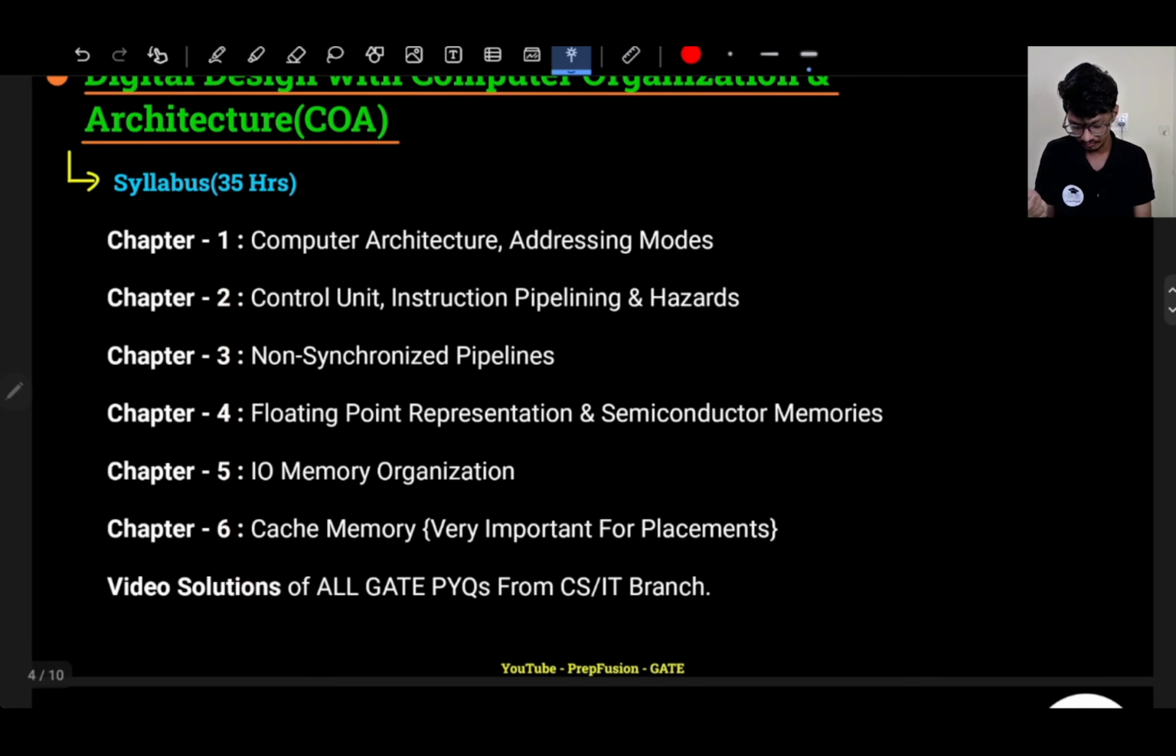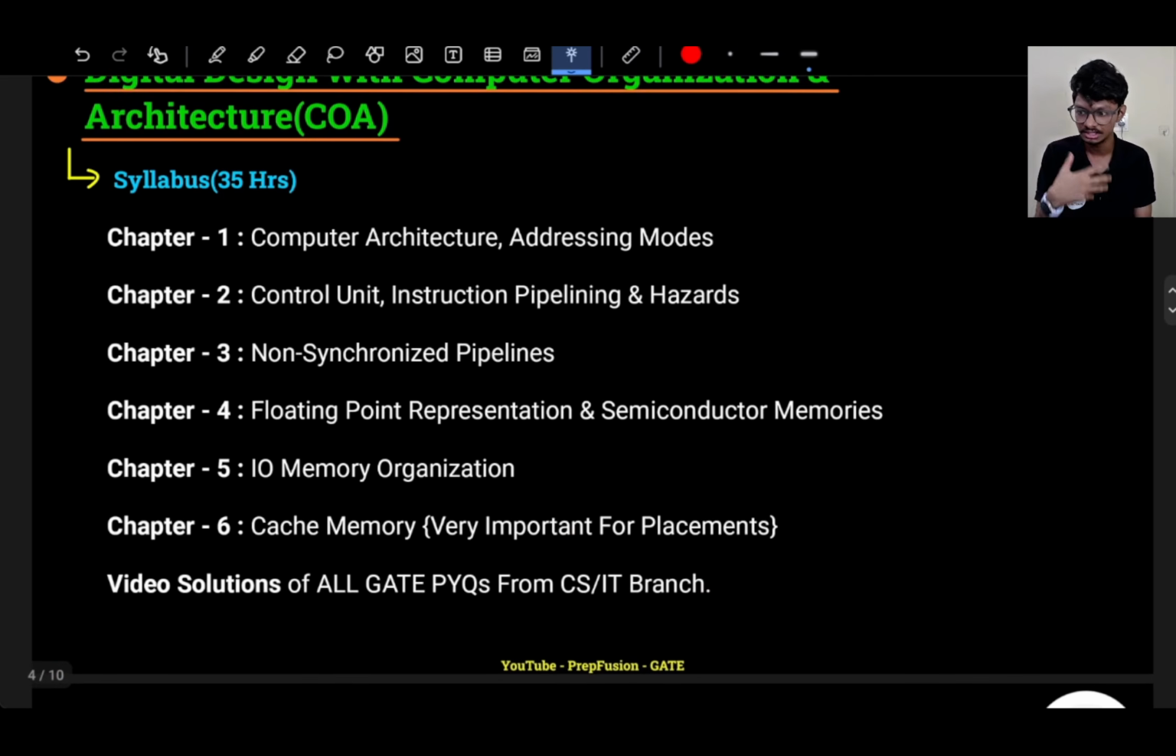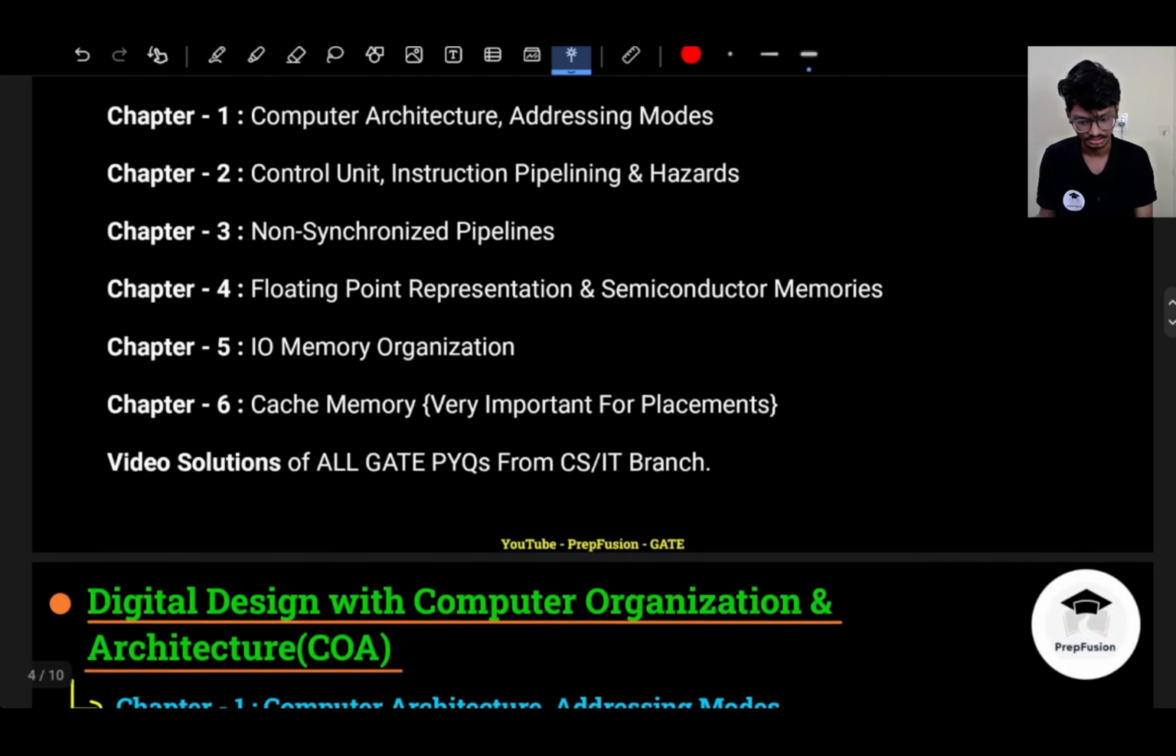One great feature of this COA course is that we have solved most of the GATE PYQs of the CS/IT branch from COA. So you don't have to worry about question practice. I have solved enough questions so that you are comfortable with solving them, right? GATE PYQs. And of course, for placement as well, there is a placement test series. You will get enough practice resources.